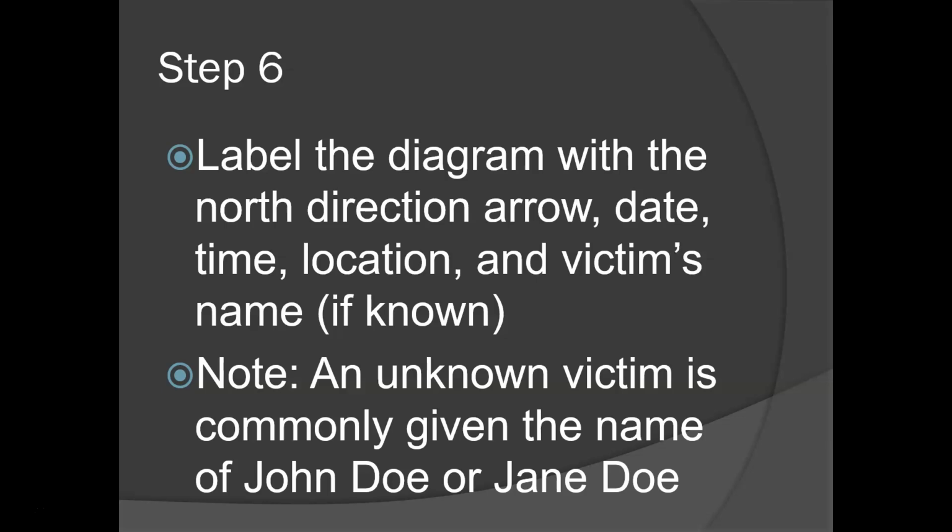Now, the last step in the rough sketch process is to label the diagram with the north direction arrow, the date, time, location, and victim's name if known. And this is the date, time, location you are making this sketch. Now, if the victim is unknown, we don't know what their name is, male individuals are given the name John Doe, and female individuals are given the name Jane Doe until we know more.